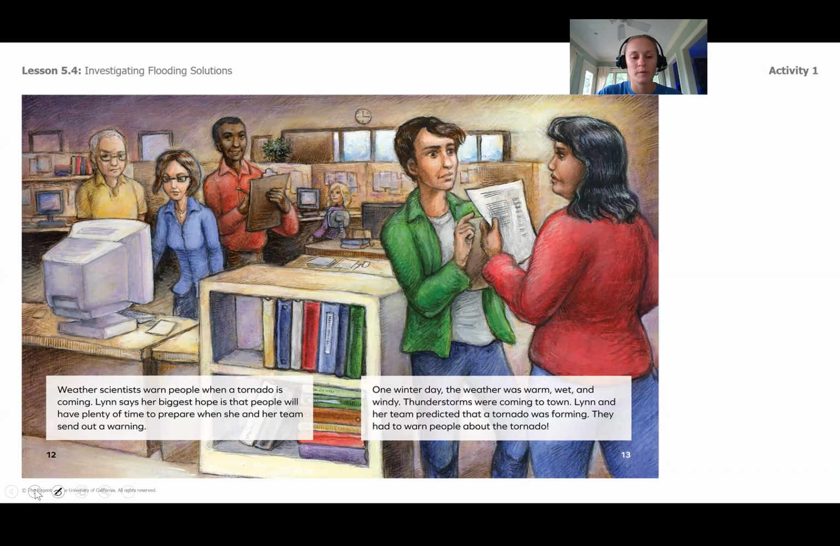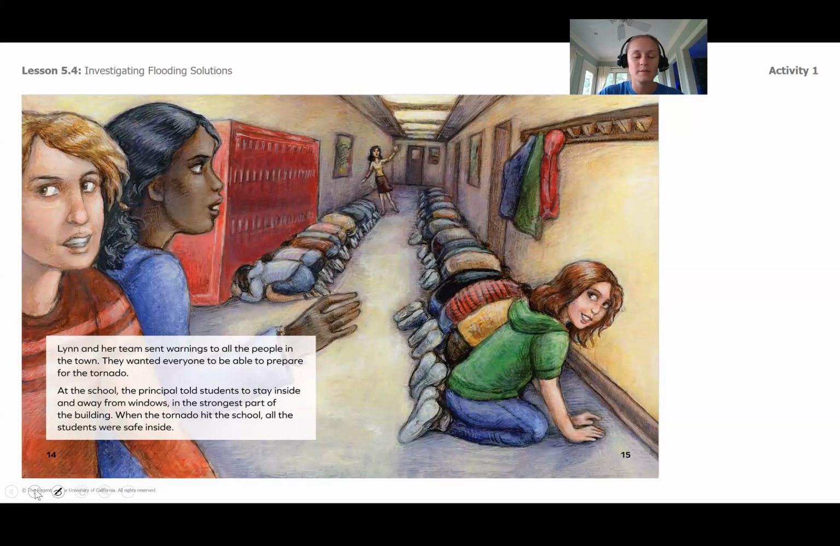Weather scientists warn people when a tornado is coming. Lynn says her biggest hope is that people will have plenty of time to prepare when she and her team send out a warning. One winter day, the weather was warm, wet, and windy. Thunderstorms were coming to town. Lynn and her team predicted that a tornado was forming. They had to warn people about the tornado. Lynn and her team sent warnings to all the people in town. They wanted everyone to be able to prepare for the tornado.